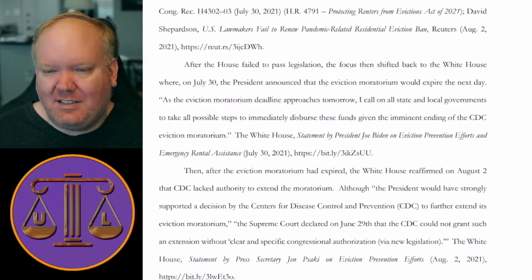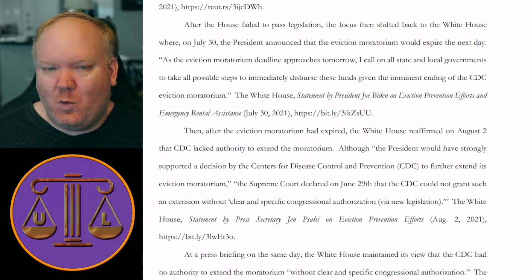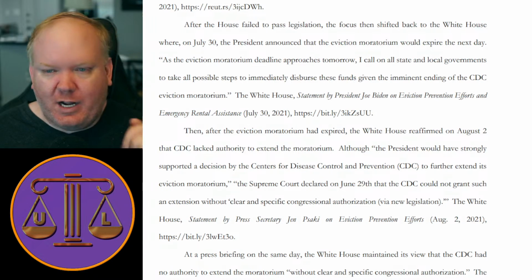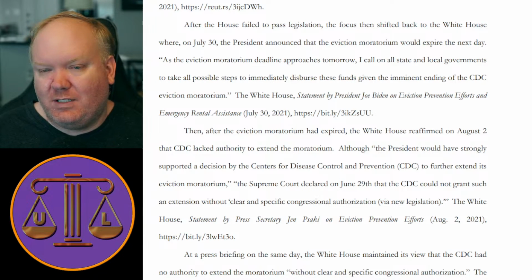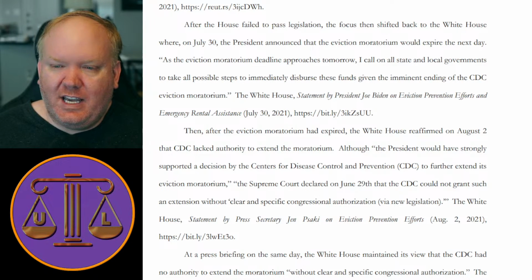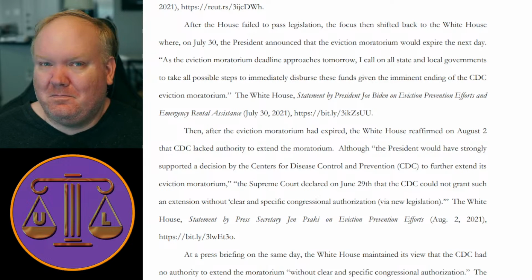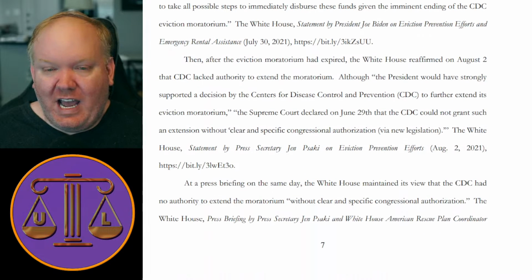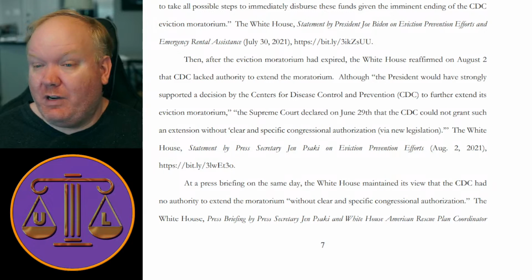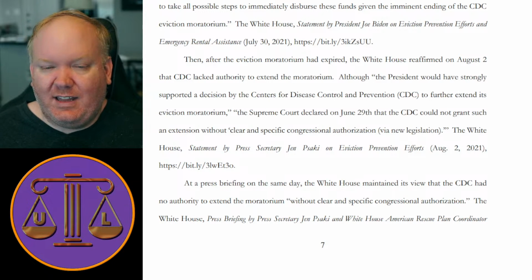After the House failed to pass legislation, the focus shifted onto the White House, where the president announced the eviction moratorium would expire the next day. As the eviction moratorium deadline approaches tomorrow, I call on the state and local governments to take all possible steps to immediately disperse funds, given the immediate ending of the CDC moratorium. Then, after the eviction moratorium expired, the White House reaffirmed on August the 2nd that the CDC lacked authority, although the president would have strongly supported a decision by the CDC to further extend the eviction moratorium.